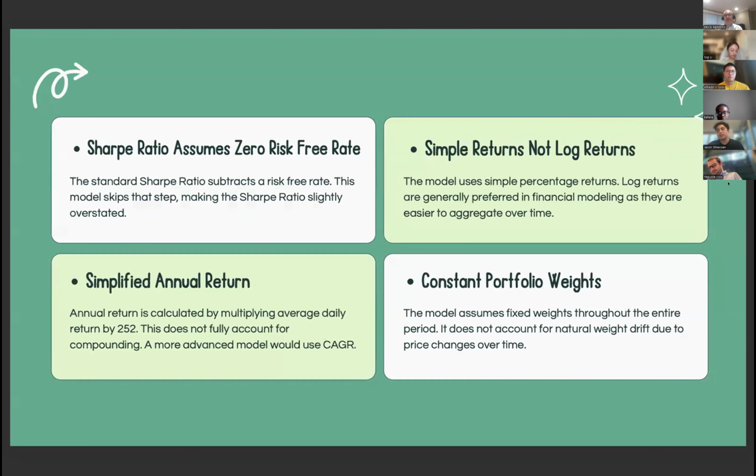And the model uses simple percentage returns. Log returns are generally preferred in financial modeling as they are easier to aggregate over time. And annual return is calculated by multiplying average daily returns by 252. This does not fully account for compounding. A more advanced model would use CAGR. And the constant portfolio weights, the model assumes fixed weights throughout the entire period. It does not account for natural weight drift due to price changes over time.